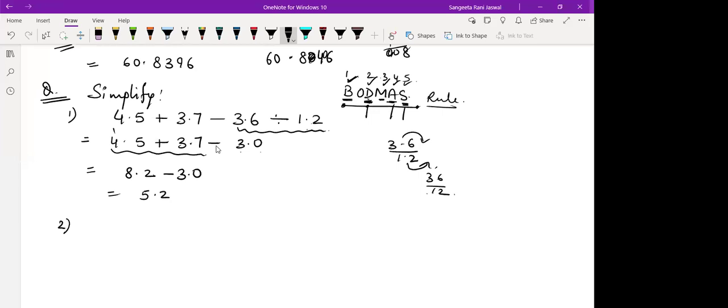Yes, ma'am. Okay. And then you have add. You can see here, then you have A here. A stands for addition. So now you will add these two numbers. When you add these two numbers, you get 8.2. Now 8.2 and 3. There is a subtraction sign, you will subtract.